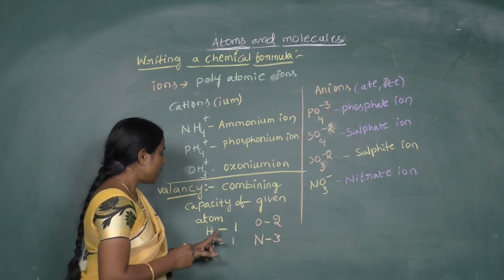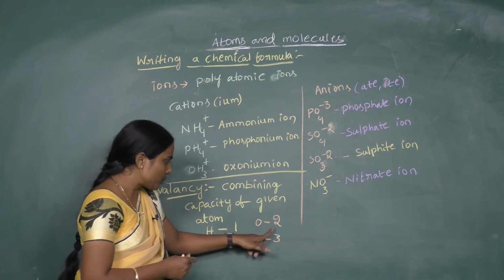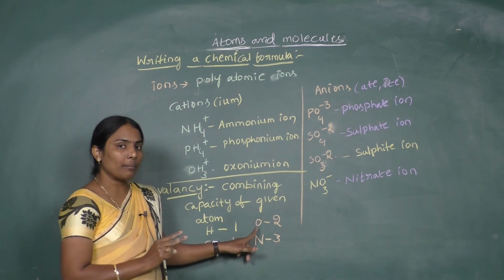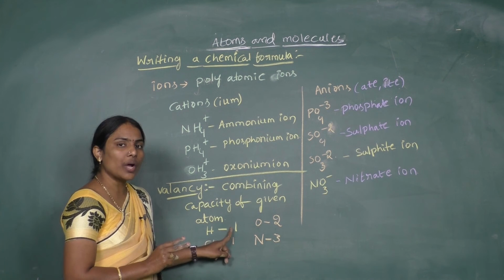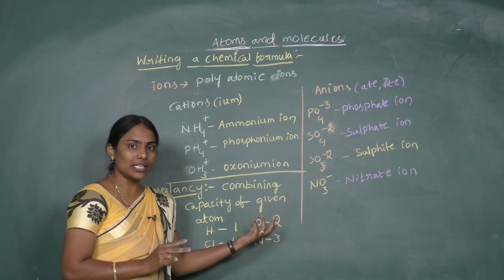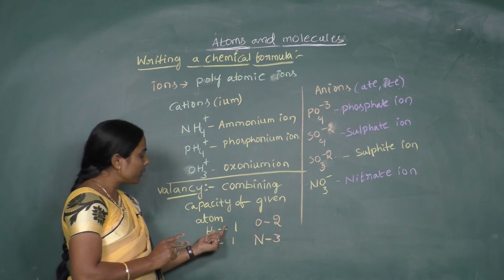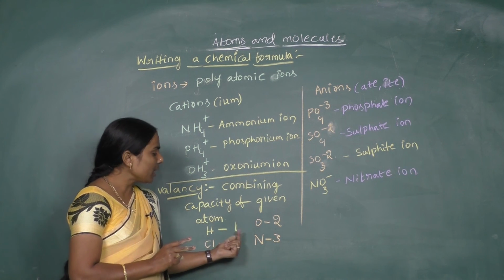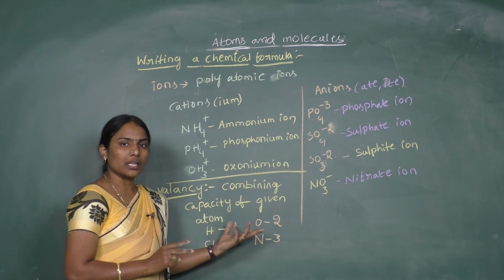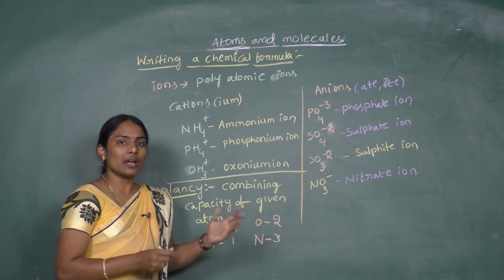Similarly, if H and O combine to form a compound, oxygen's combining capacity is 2. Hence, oxygen can combine at a time with two hydrogen atoms. Hence, the formula of this combination is H2O. It is water. Similarly, nitrogen with hydrogen: how many atoms of hydrogen can combine with nitrogen? It is 3. Always, atoms combine with other atoms based on their combining capacity.